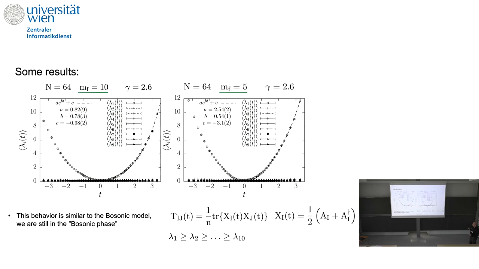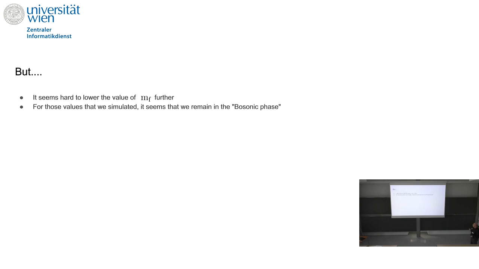Now, I have to stress, though, that we have seen this behavior also in the bosonic model, which you can think corresponds to MF equal infinity. So we think that the model is still in the quote-unquote bosonic phase, at least for the parameters that we have computed. But it seems so far technically hard to reduce MF to smaller values. And for the values that we have simulated so far, the system remains in this bosonic phase.